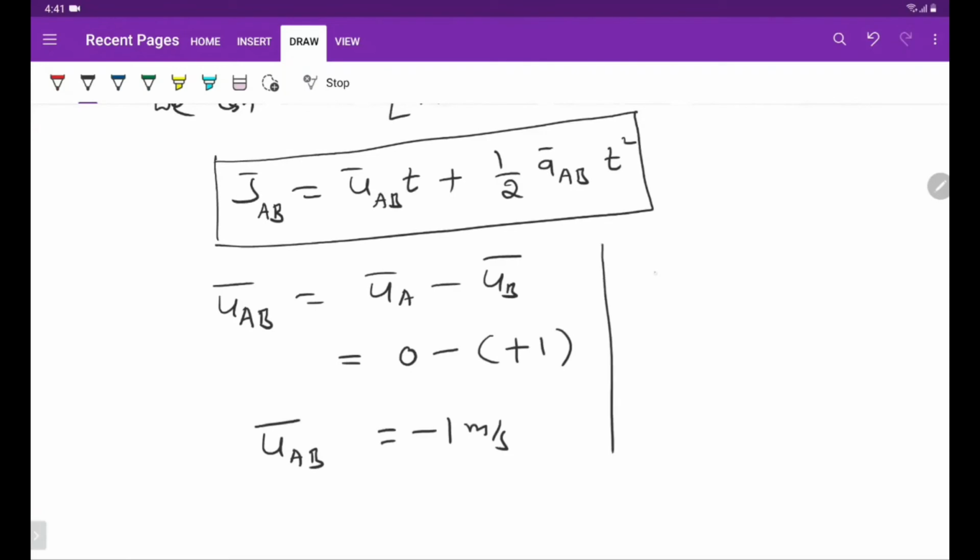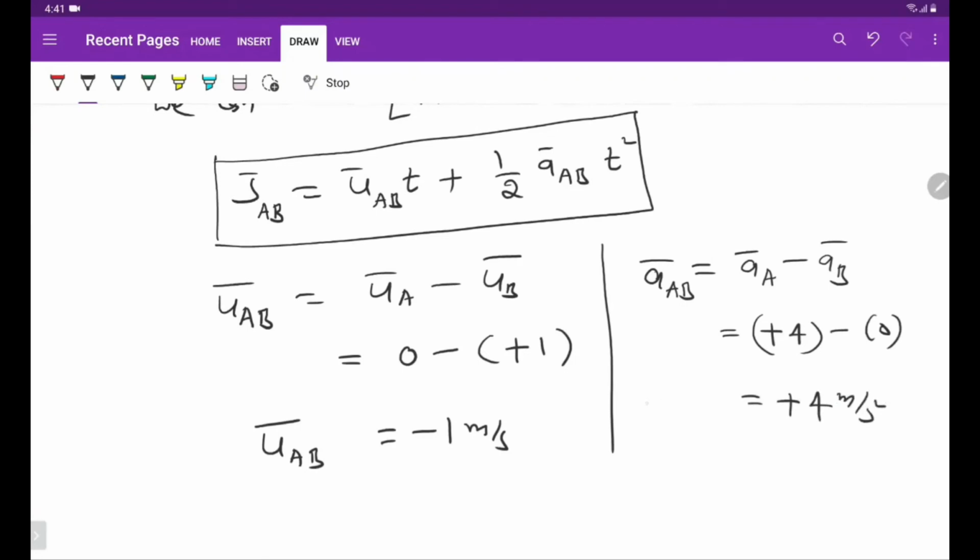Similarly, find acceleration of A with respect to B. Acceleration of A minus acceleration of B. Car A acceleration is 4, right side. So +4. Car B acceleration 0. So we get +4 meter per second square. This is the acceleration of car A with respect to B. See, we got two values.